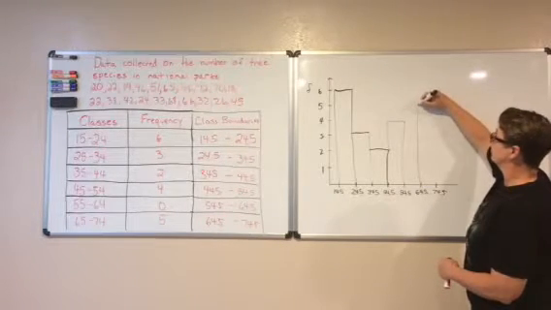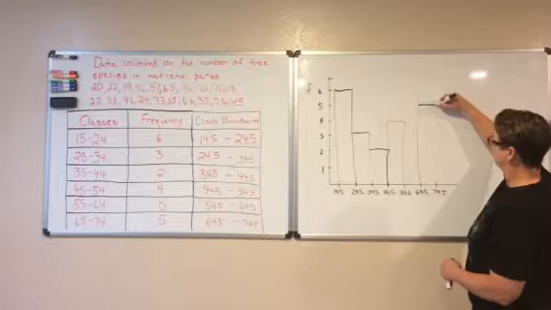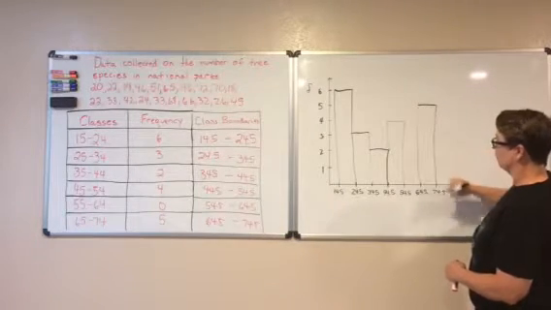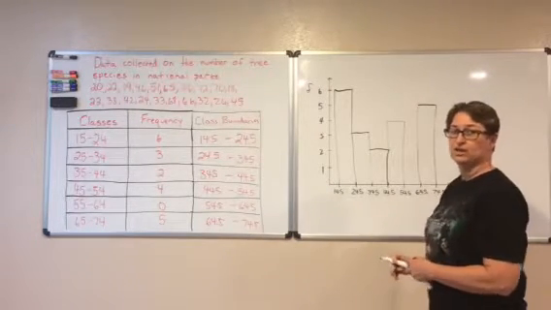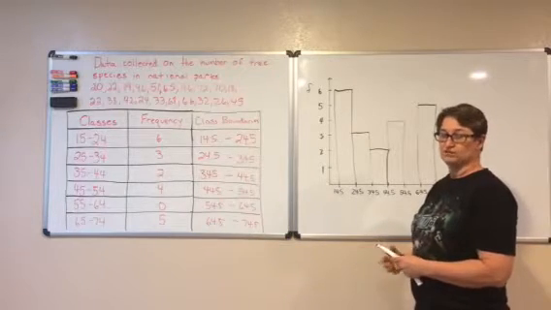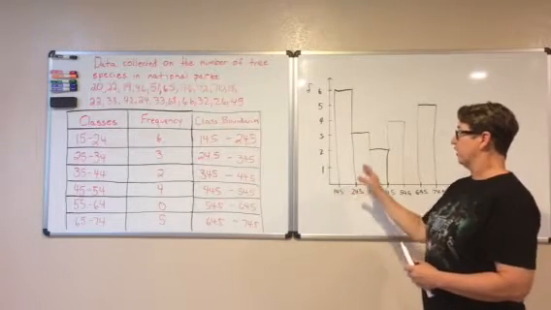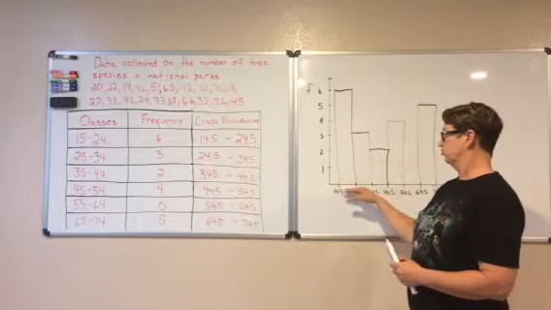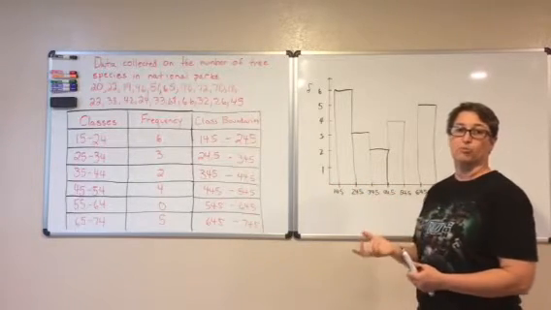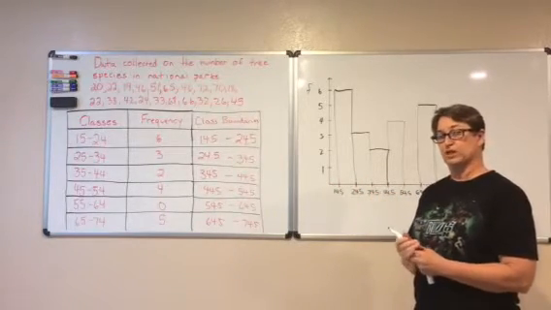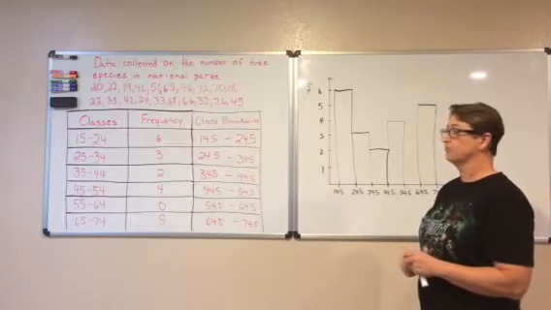Notice one thing that makes this different from a bar graph. With bar graphs, we use bar graphs with qualitative data. We use histograms with quantitative data. And in histograms, the bars touch because we are on this number line, whereas with our bar graphs, there were spaces between each of our bars.